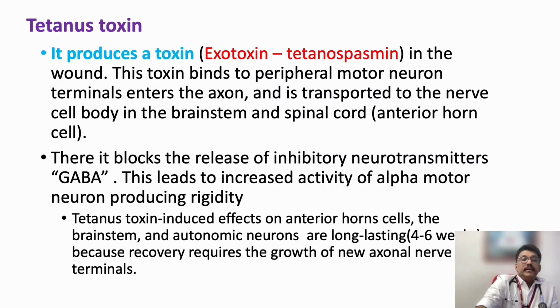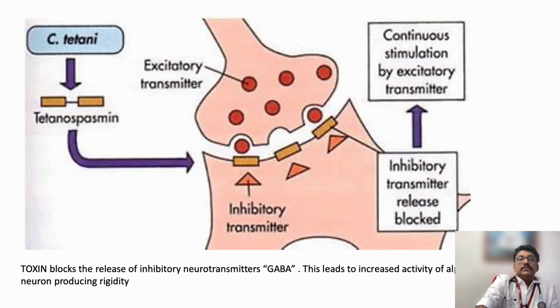So it mainly affects the anterior horn cells, especially in the brainstem or spinal cord. That produces persistent rigidity in that group of muscles. That is a major problem which is produced by this tetanus toxin. It's an exotoxin. The name of the toxin is tetanospasmin. So here inhibitory transmitter release is blocked, that GABA release is blocked. That leads to continuous activation of muscles that produces rigidity.